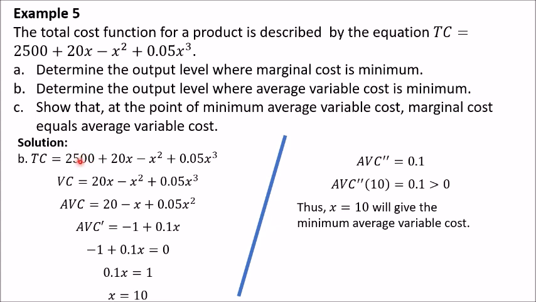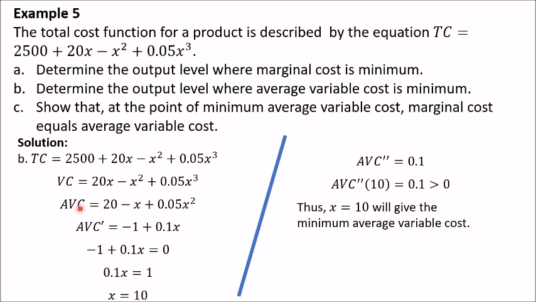Walang x fixed cost. And then to get the average variable cost, itong variable cost natin, i-divide lang natin ito ng x based on the formula we have in the beginning. So divide all of this or each of the term by x. So 20x divide x is 20 na lang. X squared divide x is x. 0.05x cubed divide x is 0.05x squared. Babawasan lang ng isang x kasi magka-cancel yun when you divide this by x.